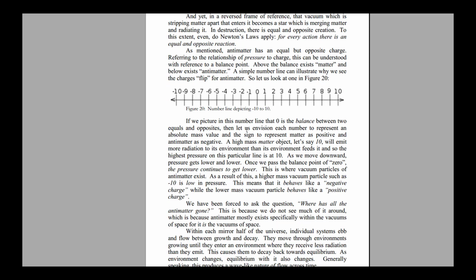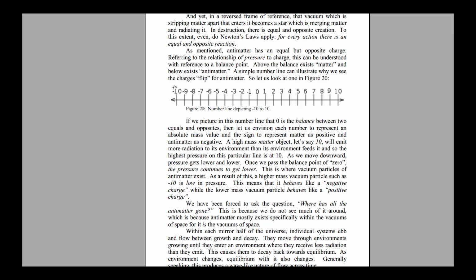As mentioned, antimatter has an equal but opposite charge. Referring to the relationship of pressure to charge, this can be understood with reference to a balance point. Above the balance exists matter, and below exists antimatter. A simple number line can illustrate why we see the charges flip for antimatter. So let us look at one in figure 20.